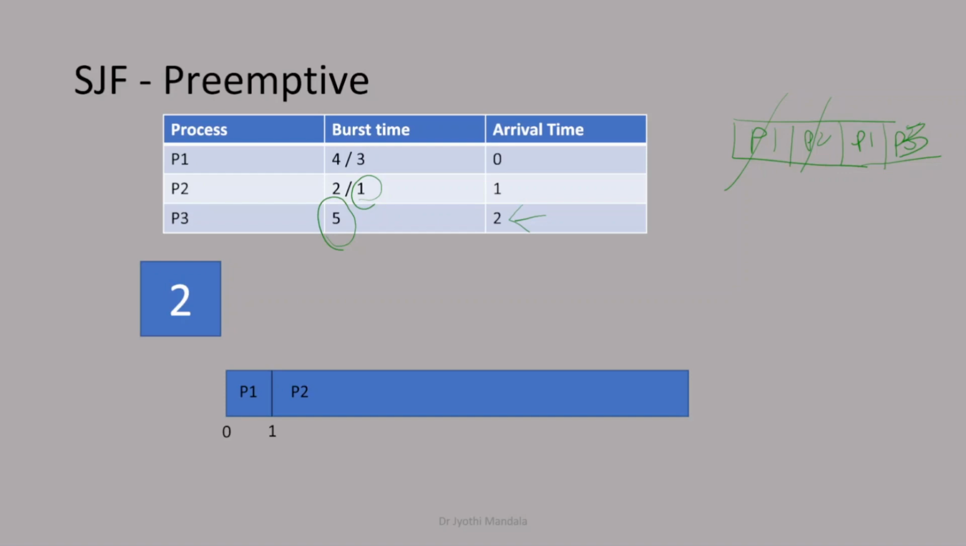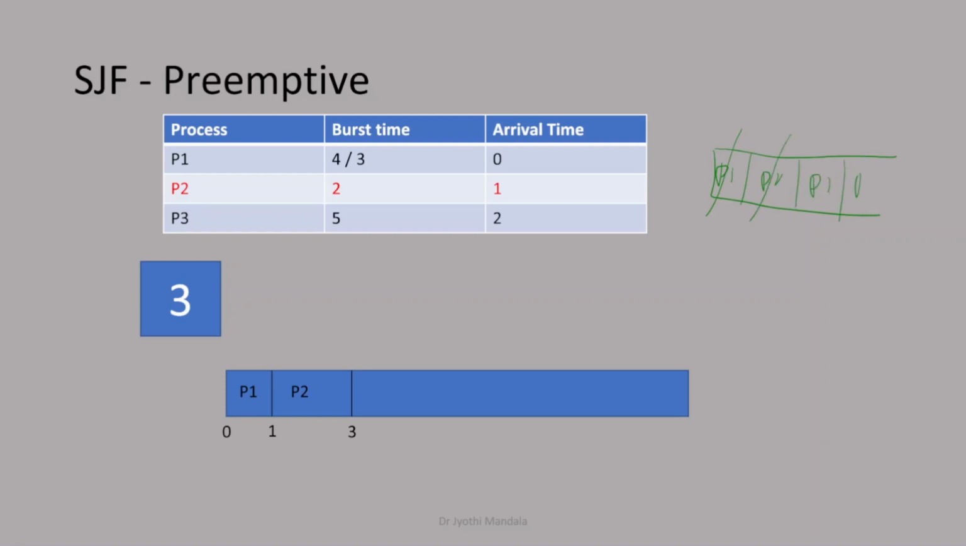Now between these two, this is less. So we need to continue with P2. So P2 will execute one more second. It will finish because it requires 2 seconds only. So P2 has completed its execution. Now in the ready queue, do you remember? We got P1 deleted, P2 deleted, we got P1 and P3. This is how the thing is.